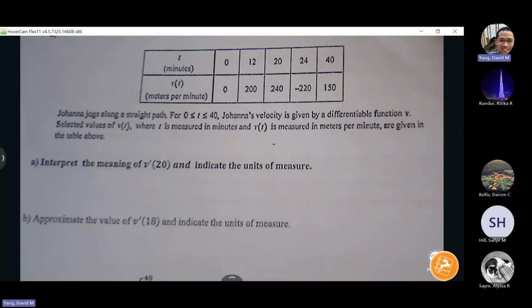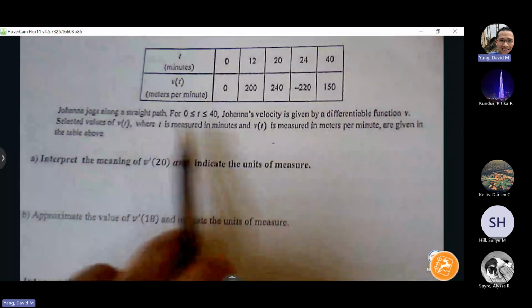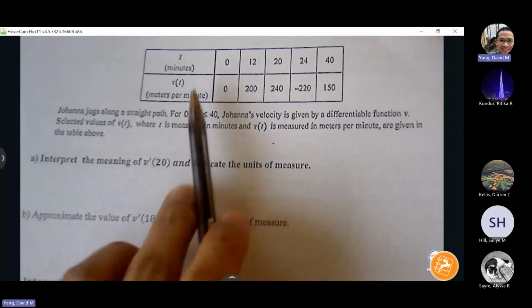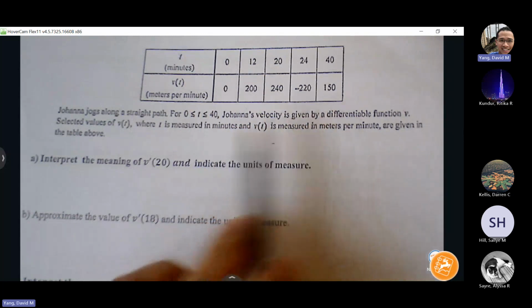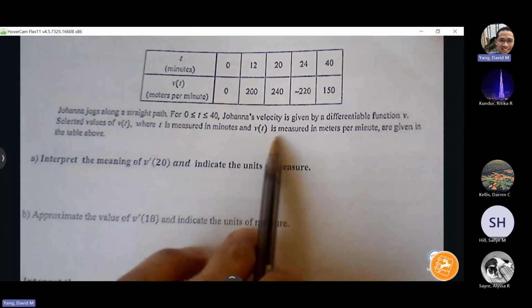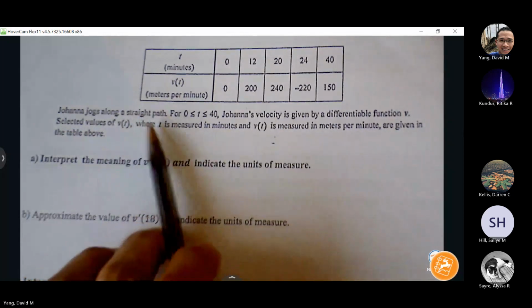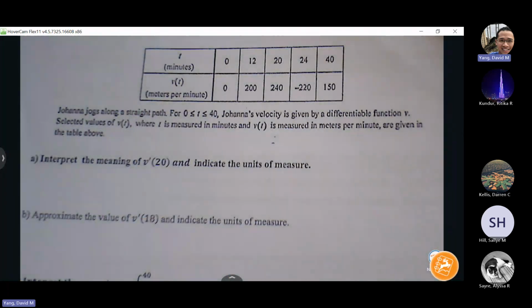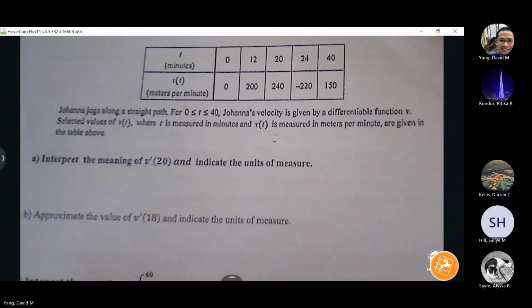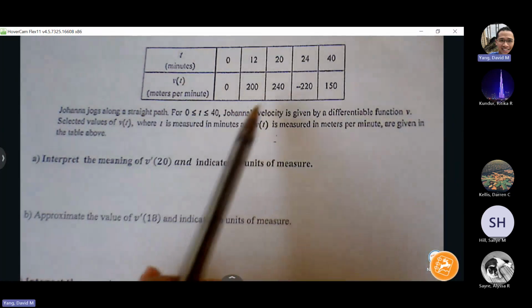Okay, let's look at this one that is asking about Joanna's jog. Joanna jogs along the straight path between 0 and 40 minutes. Joanna's velocity is given by a differentiable function, with select values of v of t, where t is measured in minutes. So she's jogging along a straight path, right? She's either stopping, moving forwards, or moving backwards. So let's just visualize what's going on.